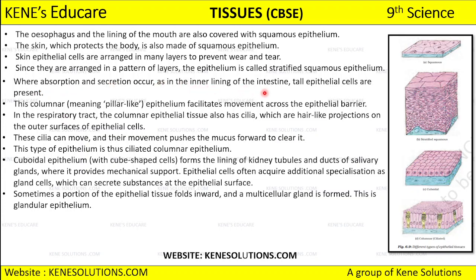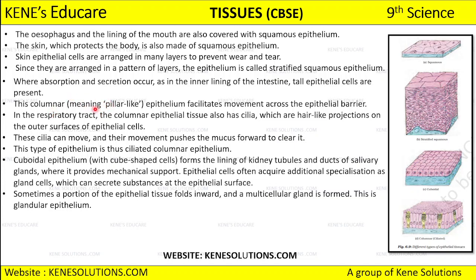Where absorption and secretion occur, as in the inner lining of the intestine, tall epithelial cells are present. We know that absorption and secretion occur in the intestine, right? So in the inner lining of the intestine we have certain tall epithelial cells, and this is columnar epithelium. Columnar means what? Pillar like. This columnar epithelium is going to facilitate the movement across the epithelial barriers. We have different kinds of epithelial barriers, and the movement through these barriers is facilitated by the columnar epithelium, that is the pillar like epithelium.